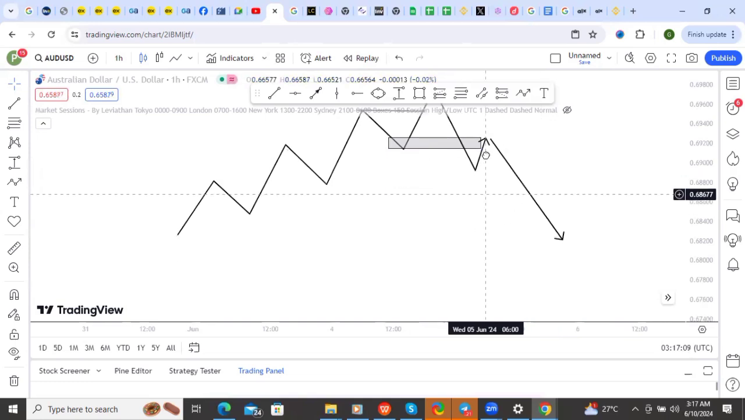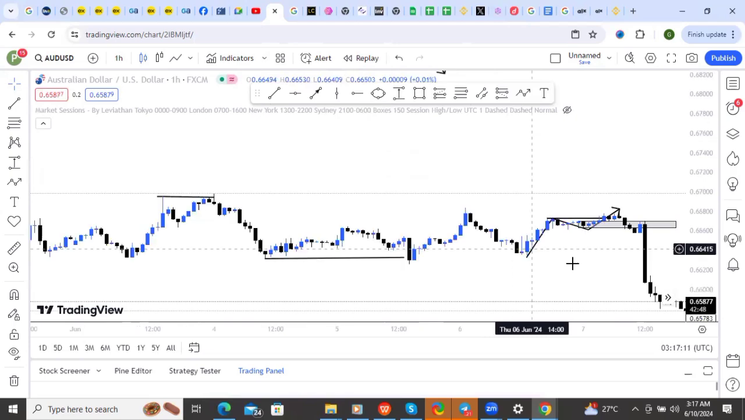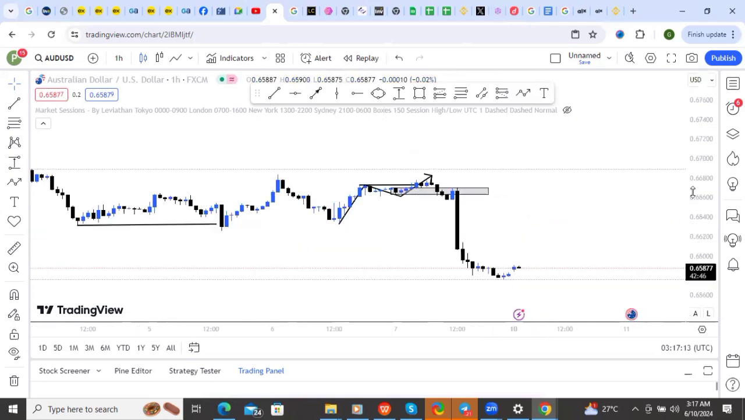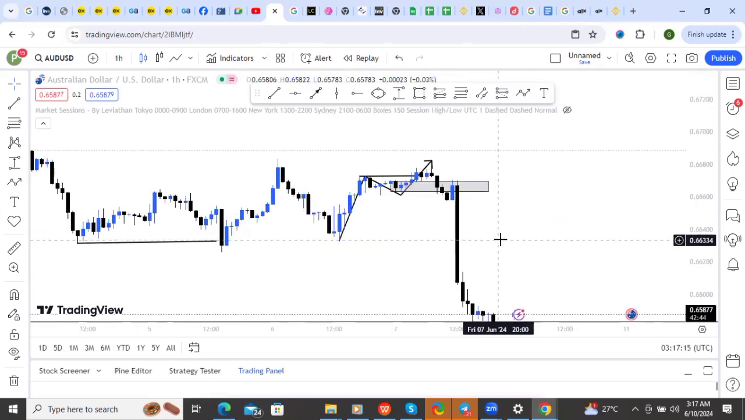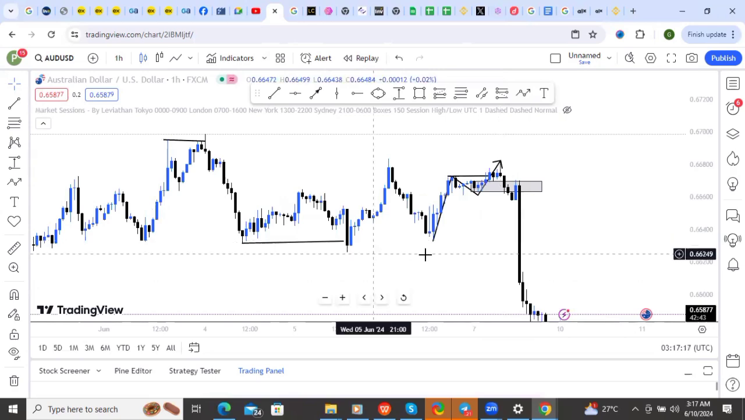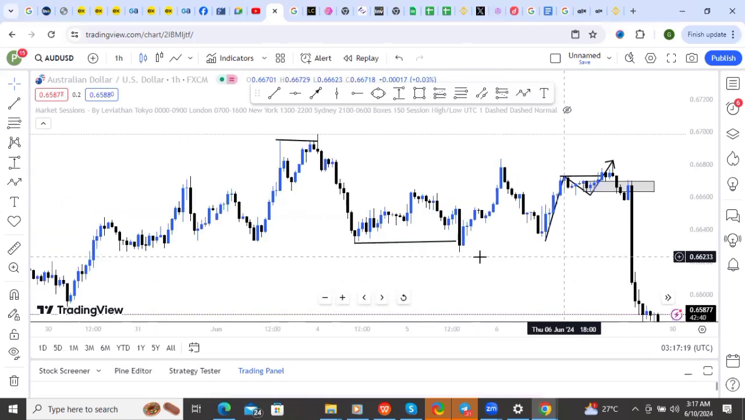You can backtest it, you can check it out on your trades. If you happen to see it, you take advantage of it. If it works well for you, you let me know in the comment section.